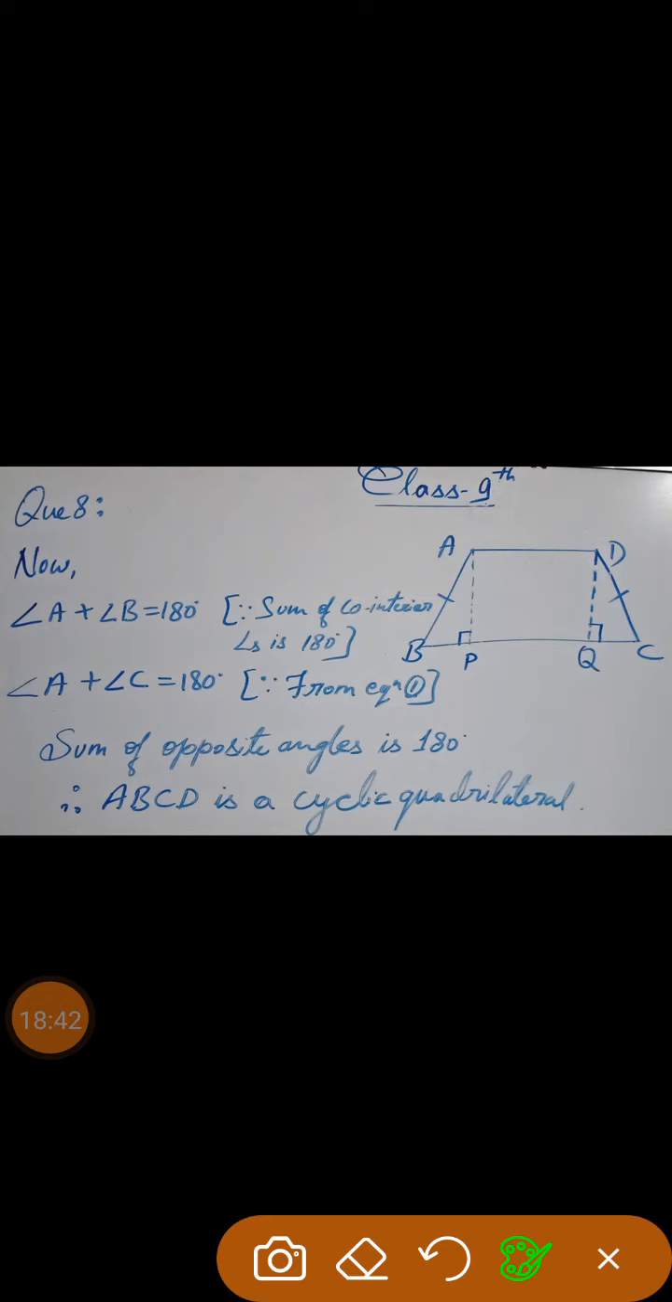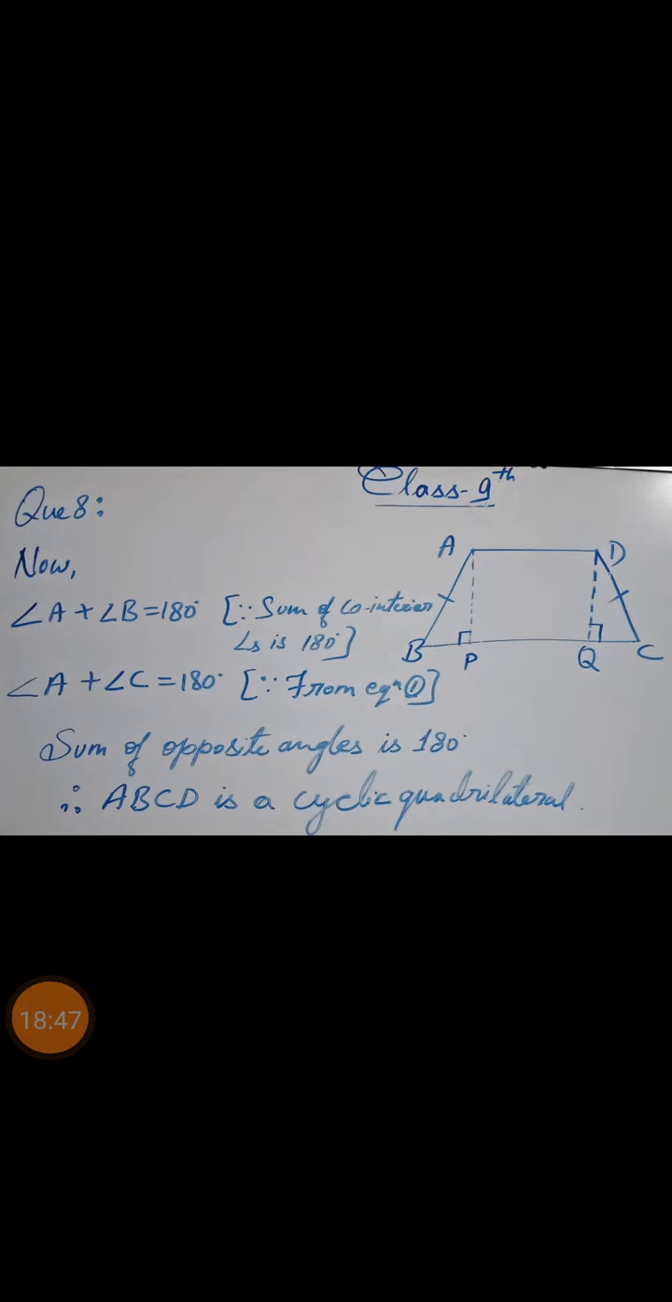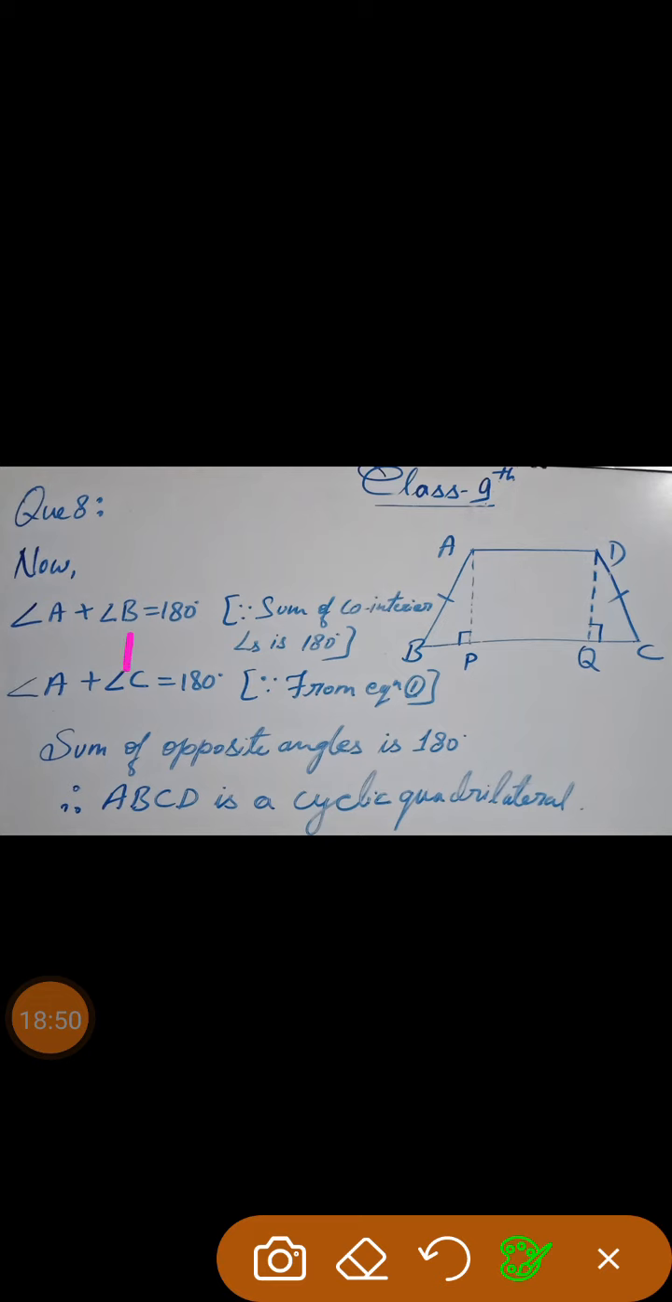Now from equation number 1 we wrote that angle B is equal to angle C. So in place of B we are writing C from equation number 1. So angle A plus angle C is equal to 180 degrees. So the sum of opposite angles, angle A plus angle C, is 180 degrees. It means therefore ABCD is a cyclic quadrilateral, hence proved.